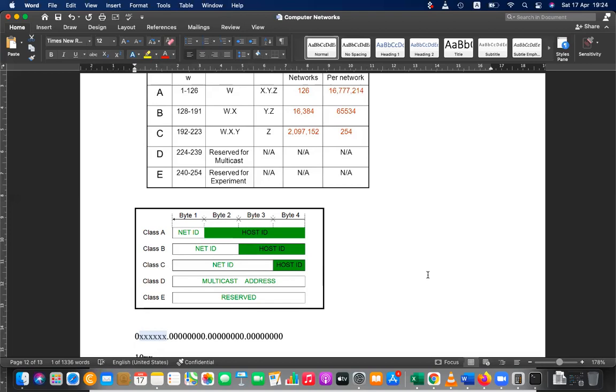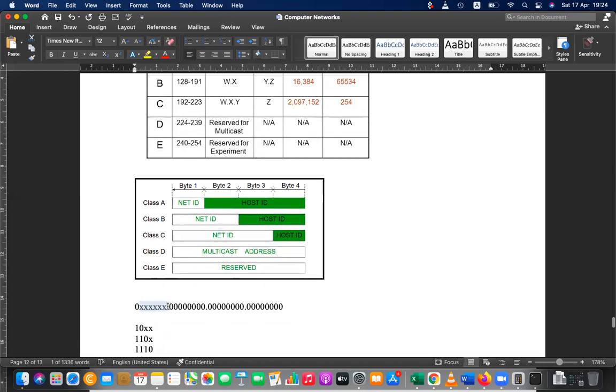Yes, 2 to the power 7 is the theoretical value. But 0, you can't treat that as a network. The last one will also be ignored. The last one and the first one will be ignored. So it will be taken like this: 2 to the power 7 minus 2 networks. That's how the number of networks is calculated.